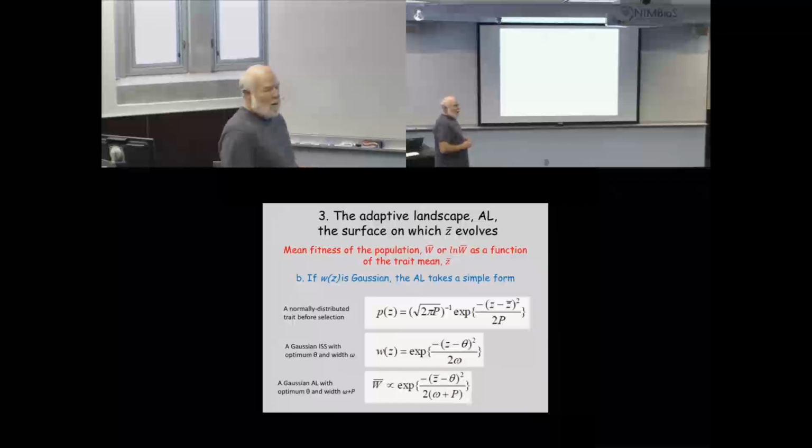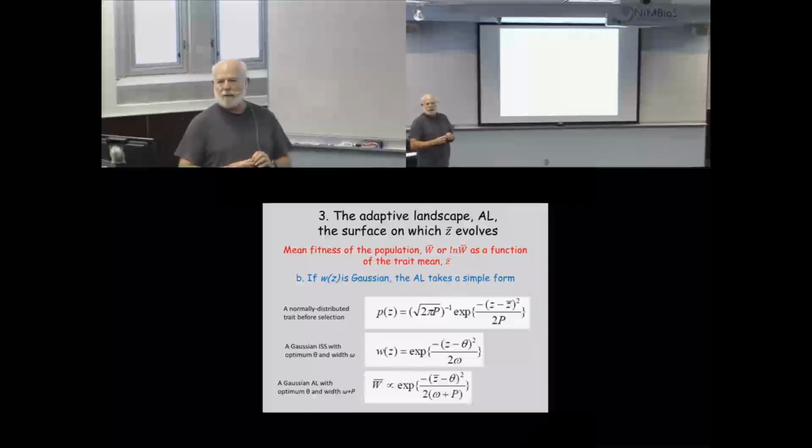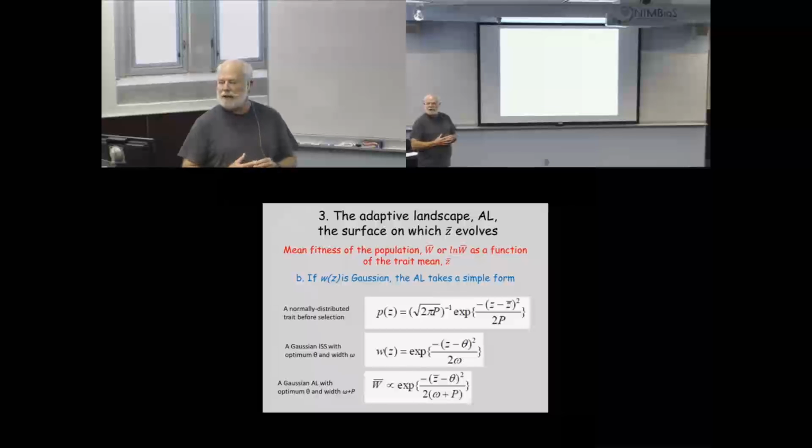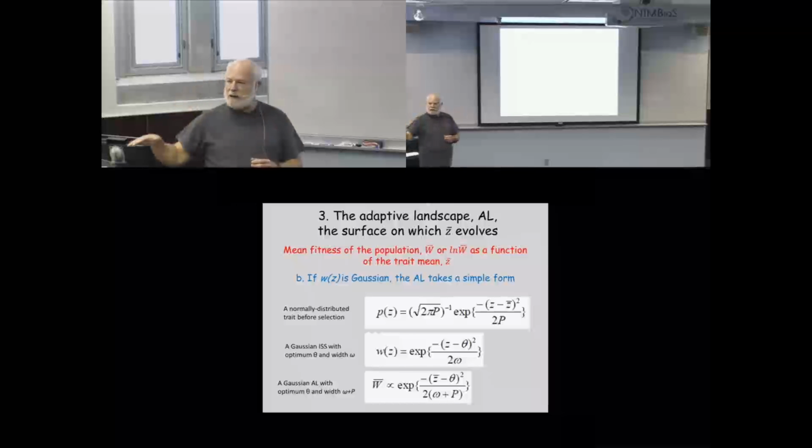And now let's suppose we want to do computer simulations or diagrams of that evolutionary process. We want to actually think about and calculate the evolution of traits on the adaptive landscape. In general, the adaptive landscape for an ISS is a difficult function to evaluate. But in the particular case of trait values being normally distributed and the ISS being Gaussian in shape, we can readily calculate the adaptive landscape because it turns out to be Gaussian as well.